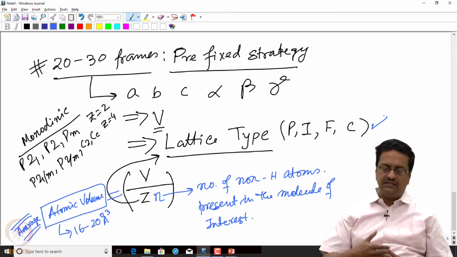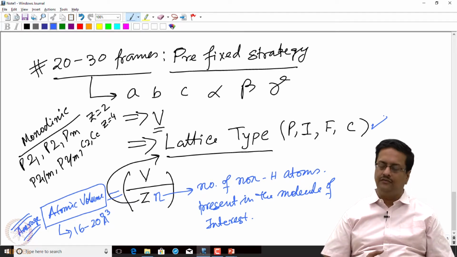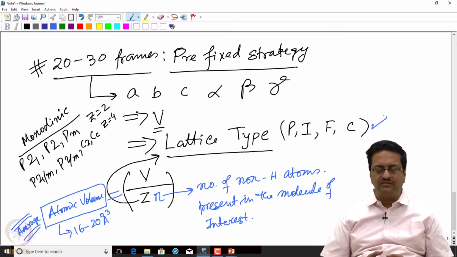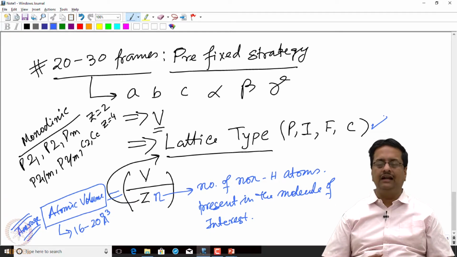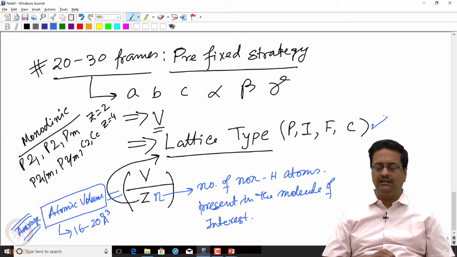If the number does not match, then one has to think what is the reason behind it. There may be some solvents present in the asymmetric unit. So, depending on what solvent was used, how many non-hydrogen atoms could be present in the solvent, and how many such solvents may be present, one can redo this calculation and check whether, with a corrected calculation, that number is matching.